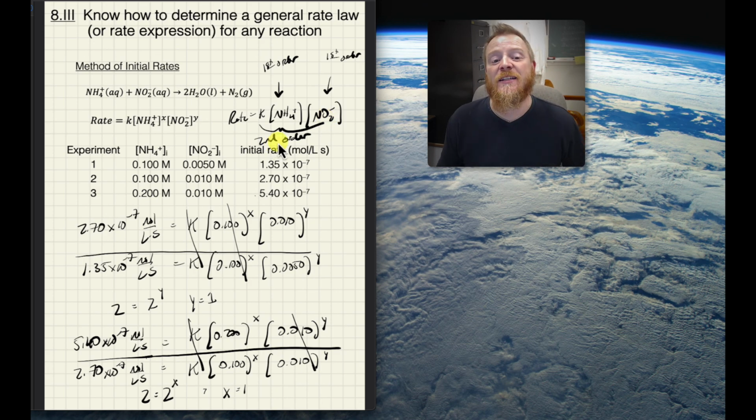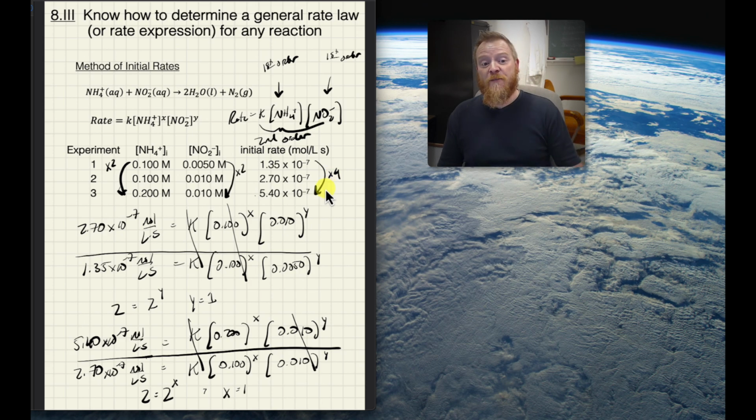And so what that means is, for a second order reaction, if all of the concentrations double, then the rate should quadruple. And we can see that right here, right? When we go from 0.1 to 0.2, that's a doubling from experiment 1 to experiment 3. And then similarly, when nitrite goes from experiment 1 to experiment 3, it also doubles. And so 2 raised to the 2 power is 4. So we can see the rate goes up by a factor of 4 when both concentrations go up by a factor of 2.